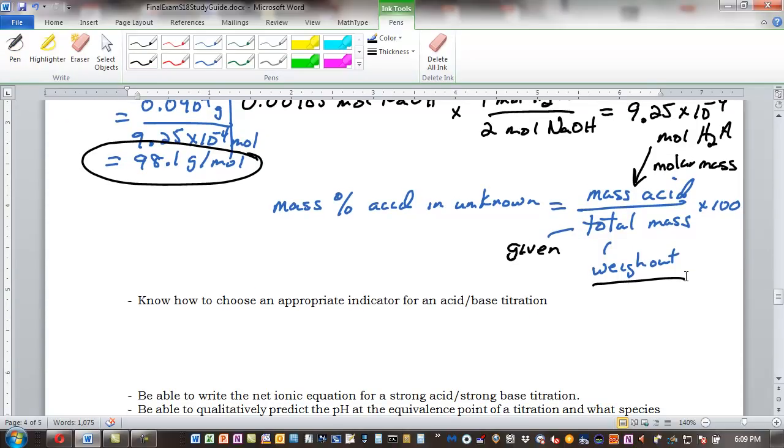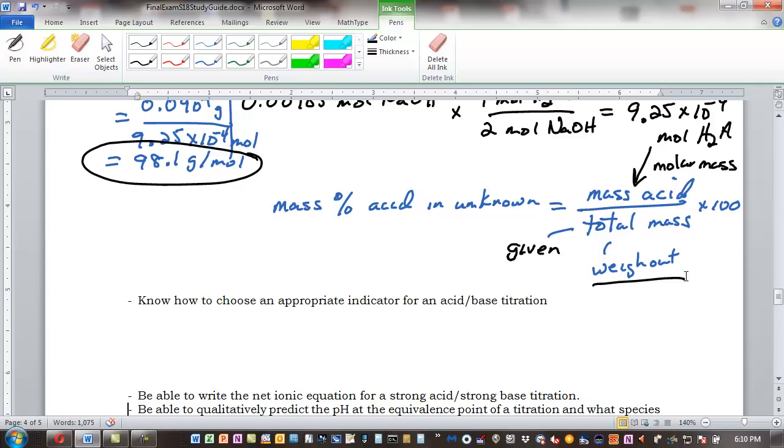All right. How do we choose an appropriate indicator for a titration? Or let me ask that a different way. At what pH does an indicator change color? Well, the color change is called the endpoint. But it depends. You've seen indicators in the lab, right? They change color at different pHs.